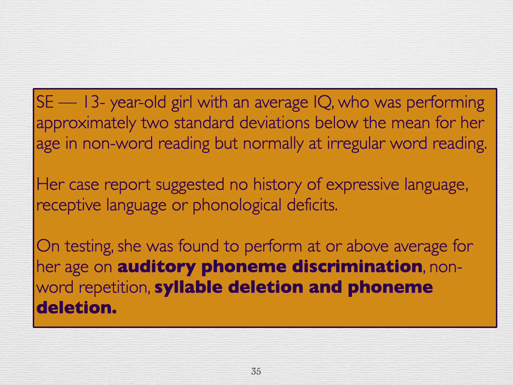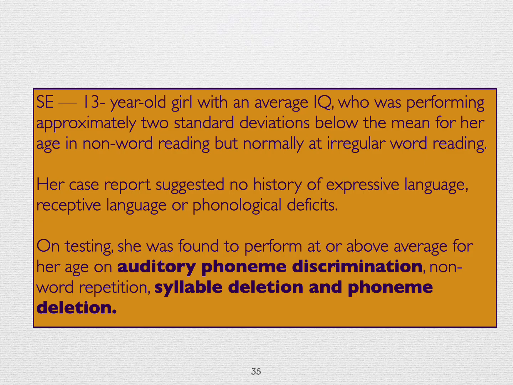Syllable deletion would be if I give you banana and I take out the ba. What's left? You say nana. She did that very well. And then the phoneme deletion is bring. If I take out the b, what's left? She would say ring. She did all of this very, very well. But she had very impaired non-word reading nonetheless. She was a clear phonological dyslexic, which means that the difficulty lies in the reading system itself. It's not a general language disorder. Is it clear to everyone?